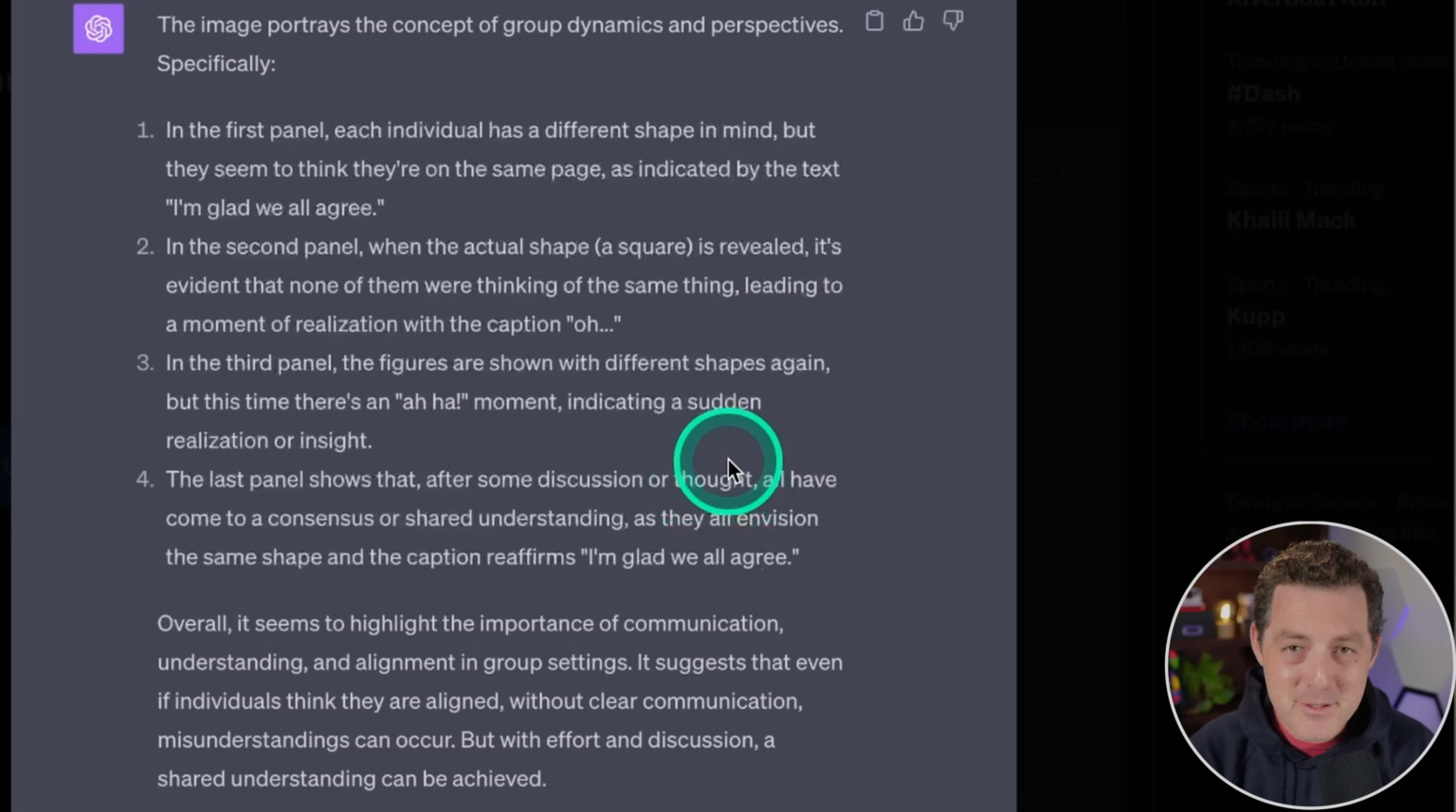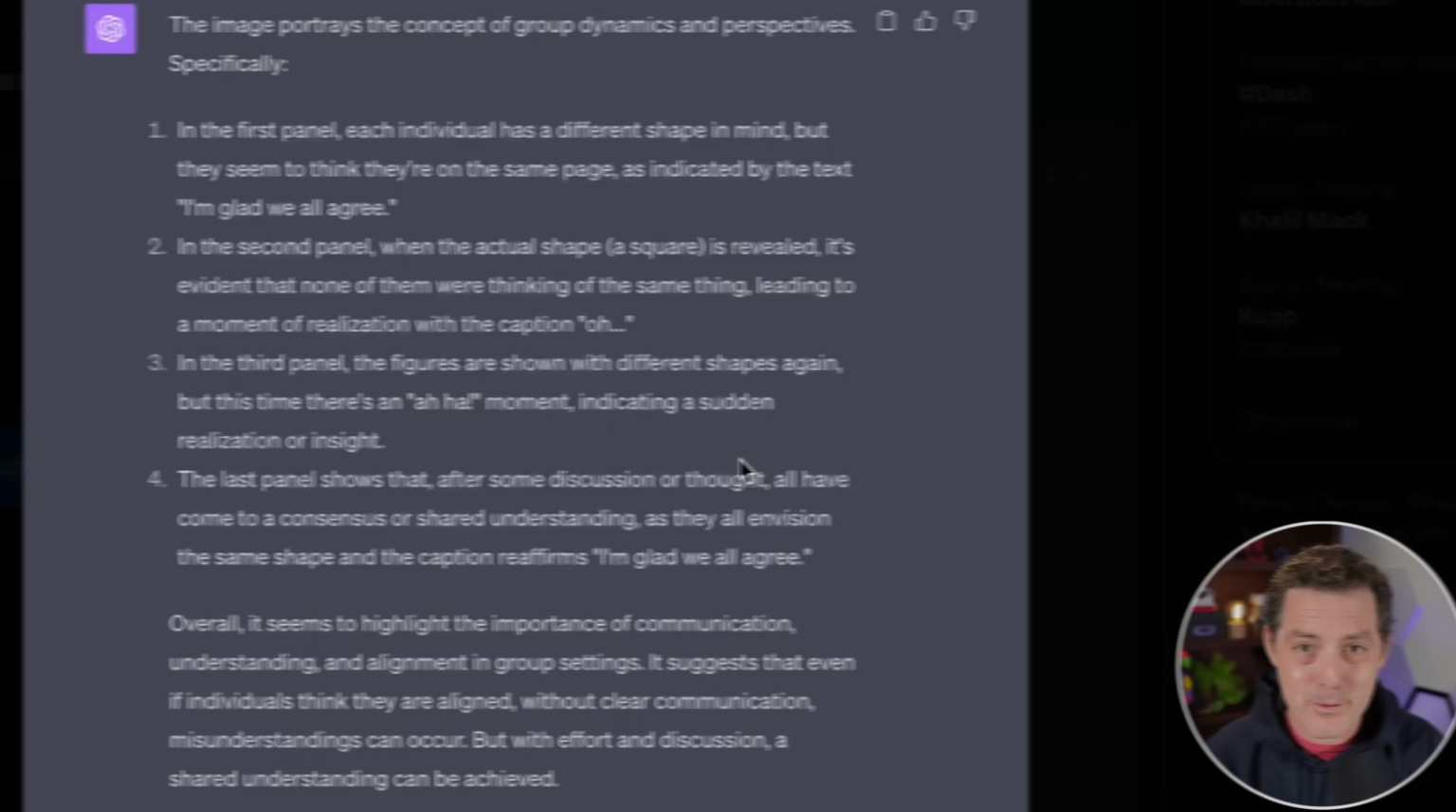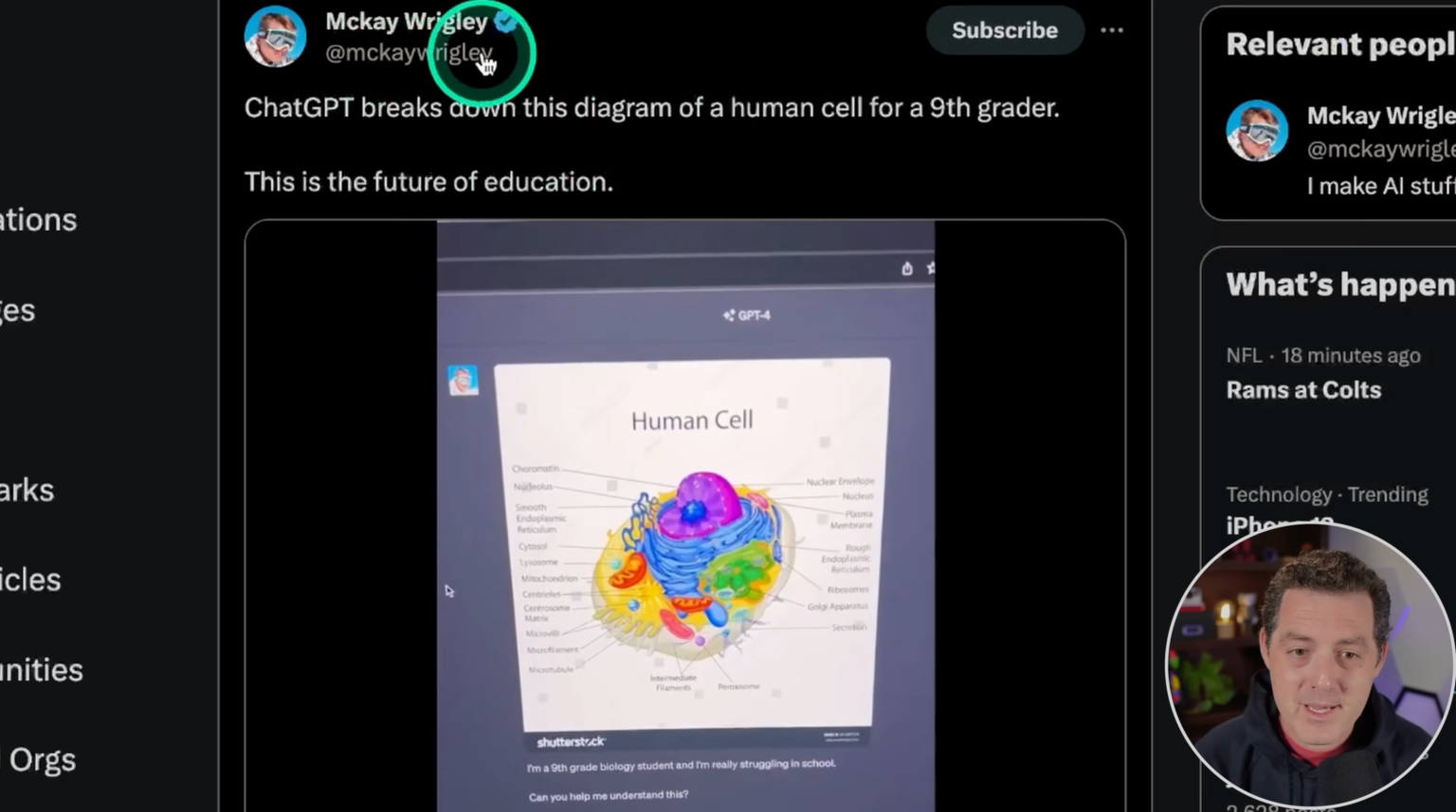This is absolutely insane. Just from the image, it was not only able to gather what the image was about, but it was actually able to dig into the deeper meaning of the image. Super impressive. Okay, this next example is from McKay Wrigley.